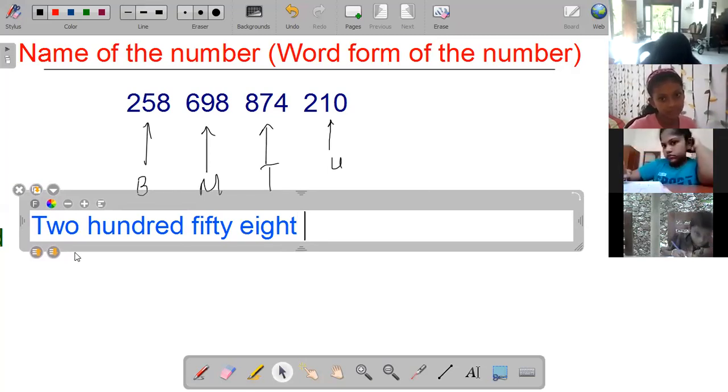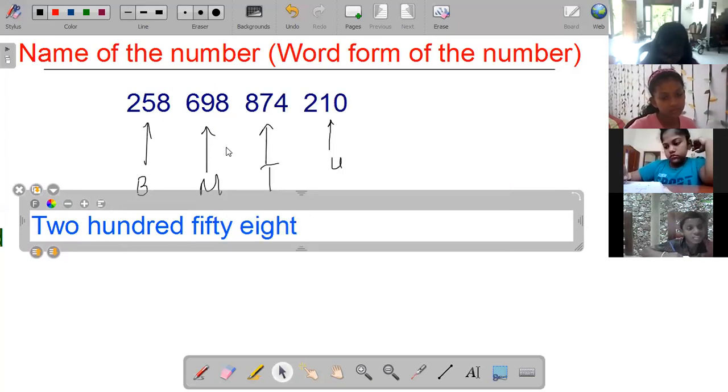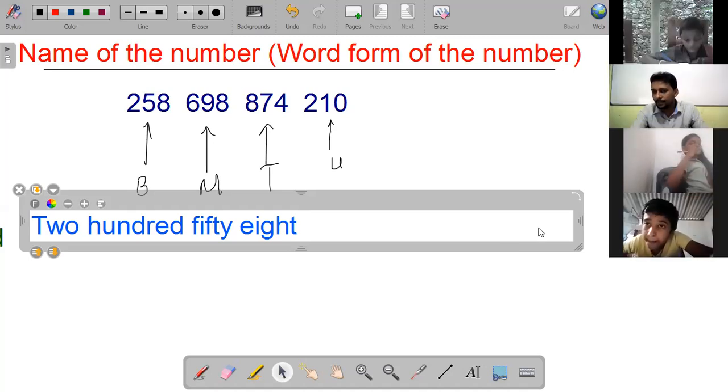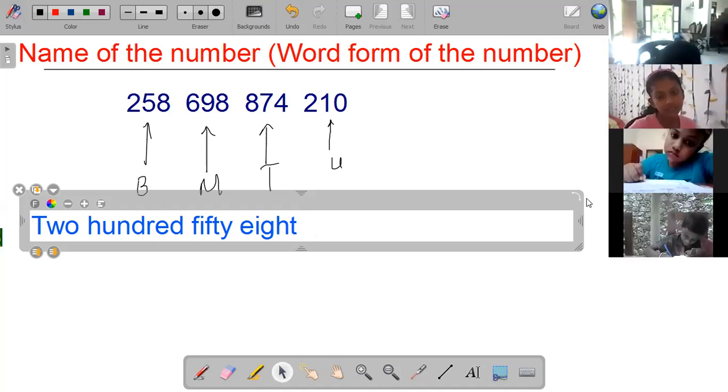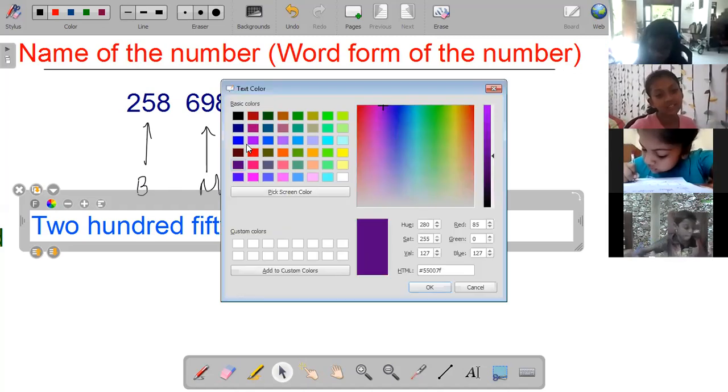258. Now look at what you have to do. After you write the value of the period, then you have to write the period name. Right? Write the period name after writing the value. What is the period name? Billion. Don't write billions, not billions, billion. Right? Are you clear? So how can you start this number reading method? 258 billion. Then I'm going to the next period.